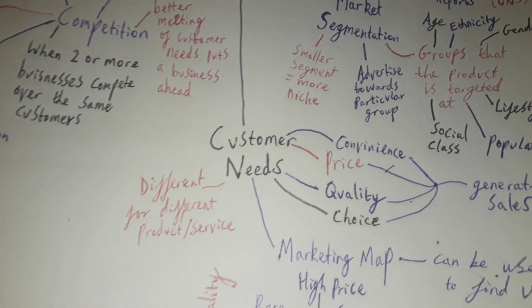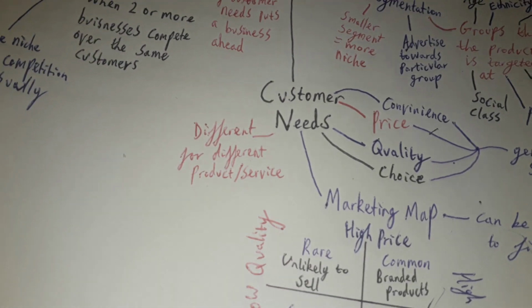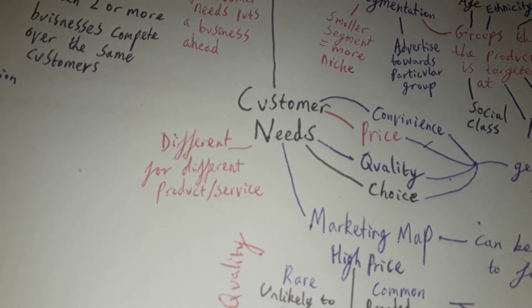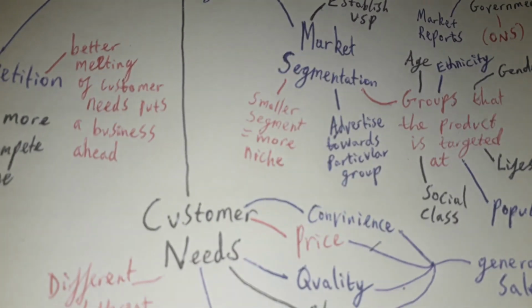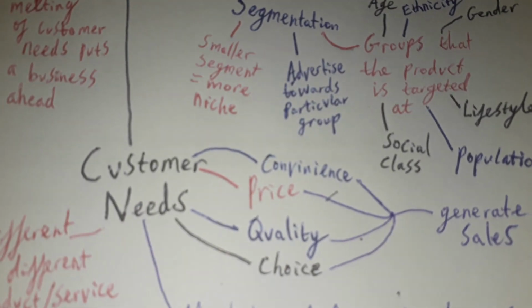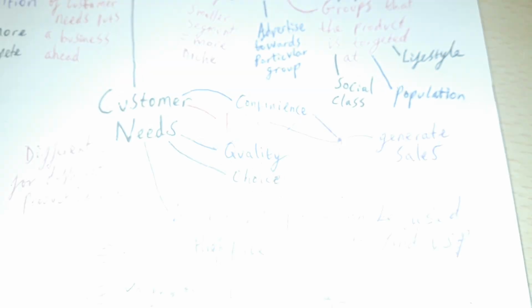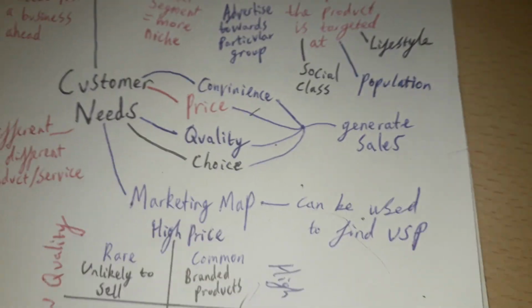So let's go on to the next thing, customer needs. These are different for different products or services, and it's basically what customers want from your product or service. These things include convenience, price, quality, and choice. And by managing to optimize these things, it will generate sales.